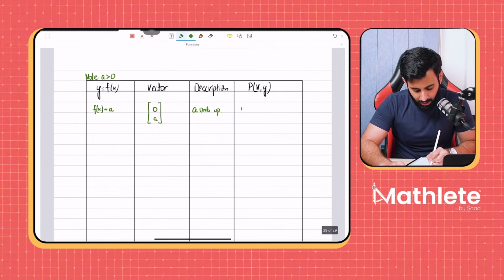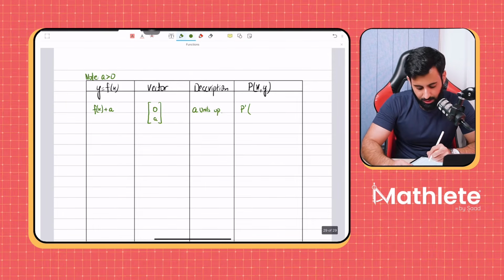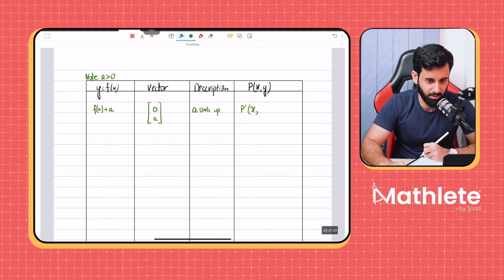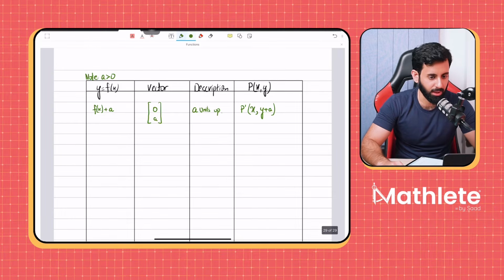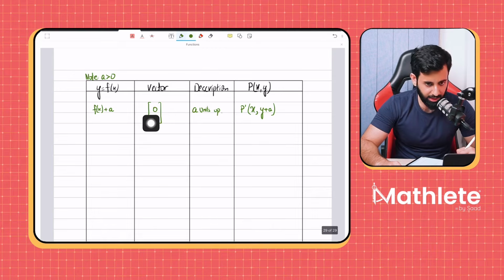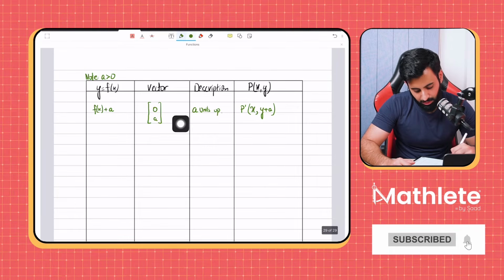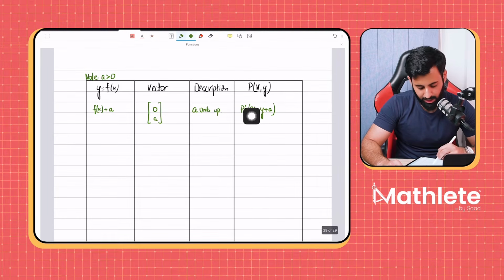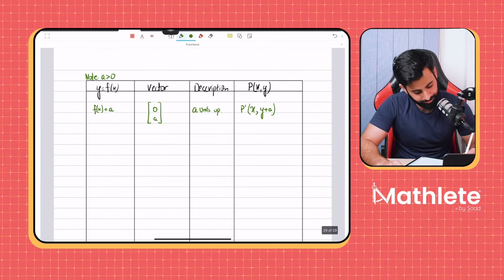And what will the translated point look like? There will be no change in x, but the new y coordinate will be y plus a. Think of it this way. I'm sure you guys remember matrix addition. Well, O-level students might remember it, but take (x, y) and add (0, a). So x remains as it is, but the new y coordinate becomes y plus a.